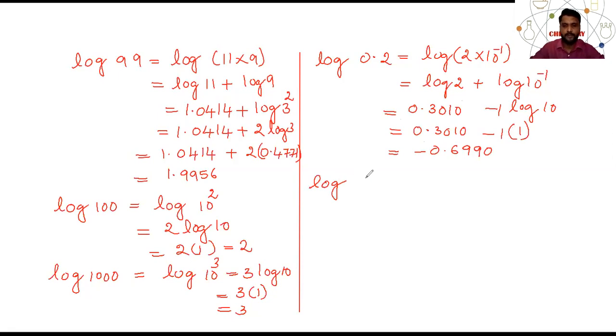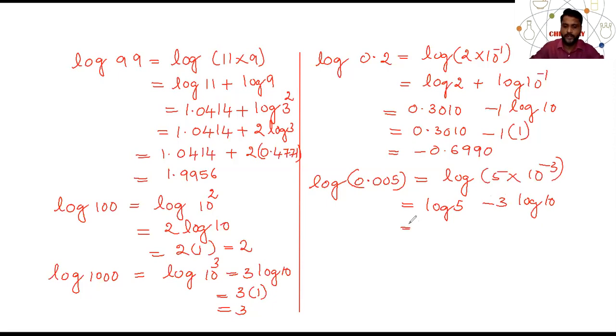Let me take one more example. Log 0.005. This can be written as log 5 into 10 to the power minus 3, which is equal to log 5 minus 3 log 10. Log 5 is equal to 0.6990, minus 3 into log 10, which is 1. So therefore, the answer is minus 2.301.